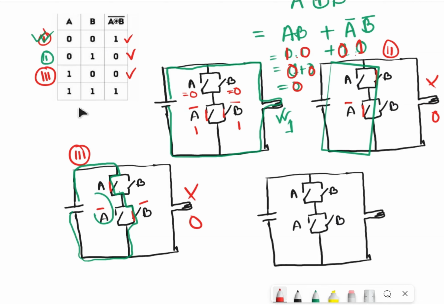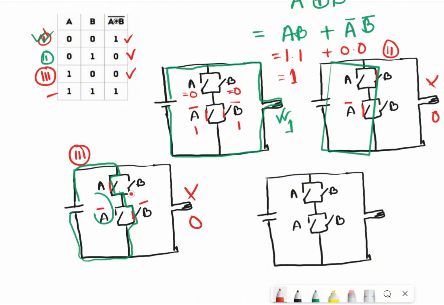Now case number 4. Case number 4, 1 and 1. So A is 1, B is 1, and A bar is 0 dot 0. So the output will be 1, right?